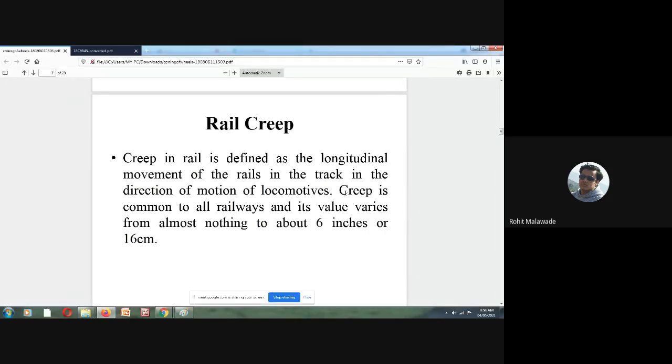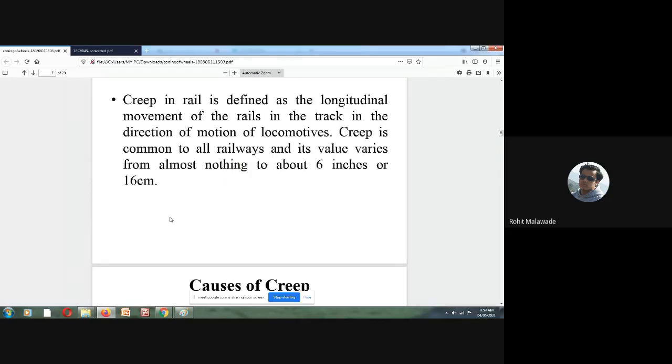Now, what do you mean by creeping of the rail? Creep of rail is defined as the longitudinal movement of the rails with respect to the sleepers in the track.